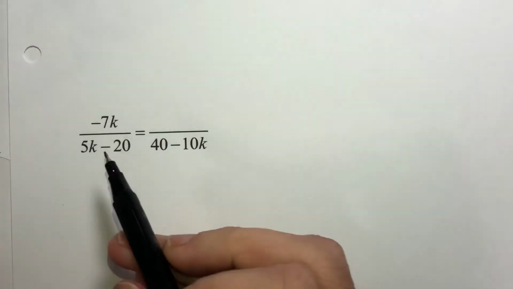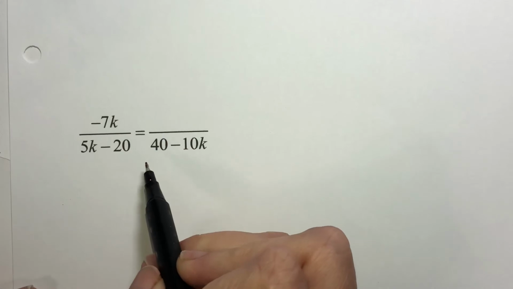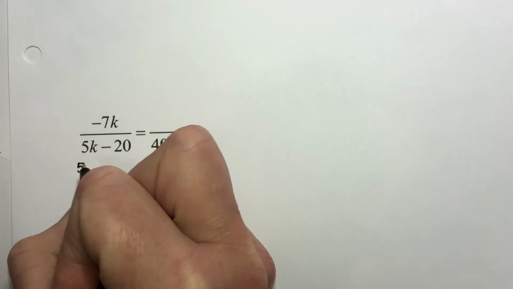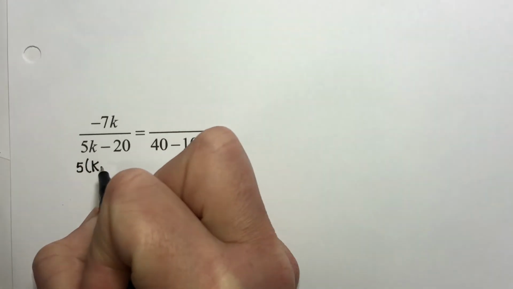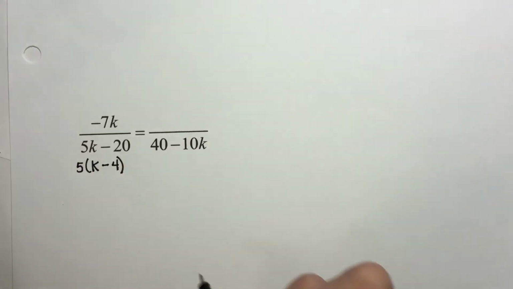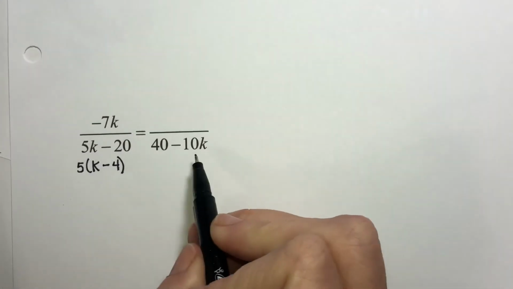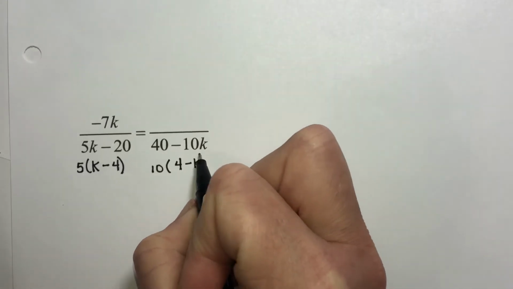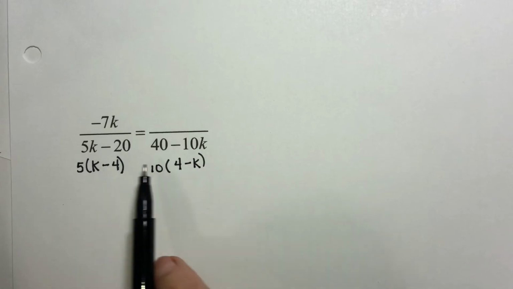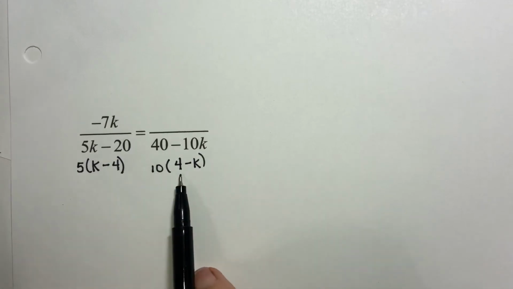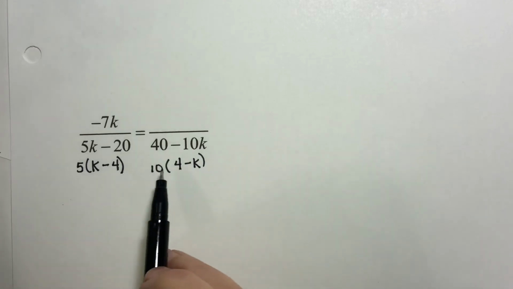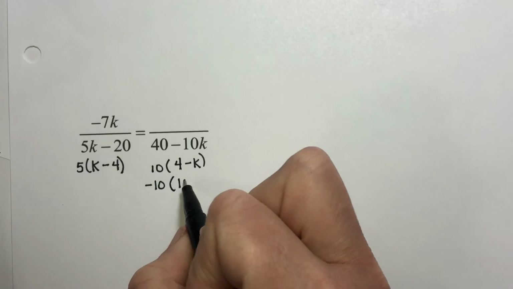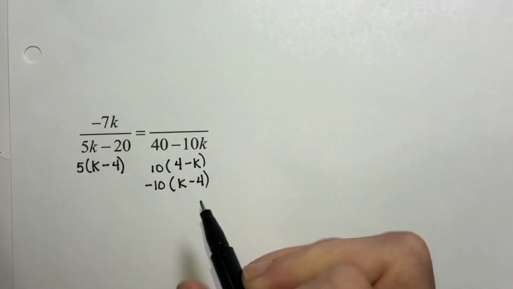Next problem. I need to factor these first. So from the first one, I have a GCF of 5. So I can factor out and get 5 times k minus 4. For this one, I have a GCF of 10, so I factor out a 10, and I get 4 minus k. Well, look right here. These are almost the same, right? Just the order of subtraction. And if we need to flip it around, we just factor out a negative version. So I factored out a negative 10 to change that to k minus 4.